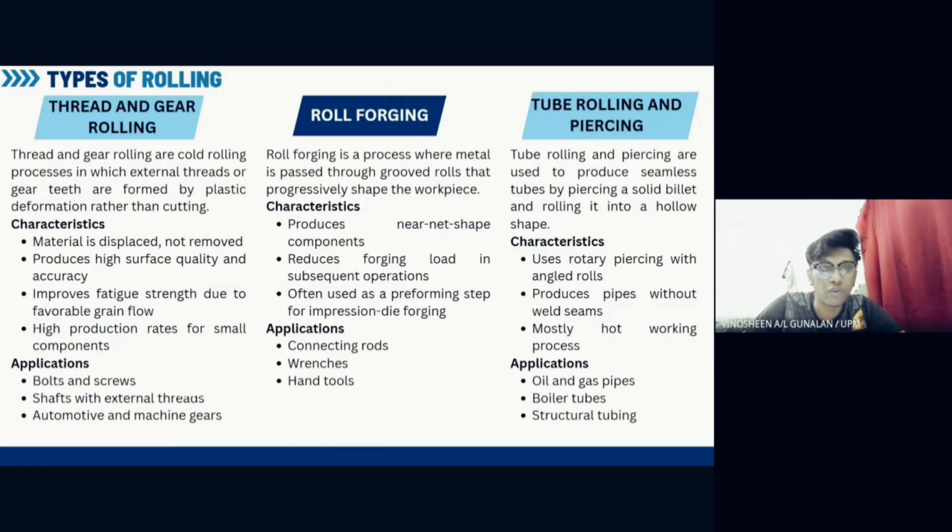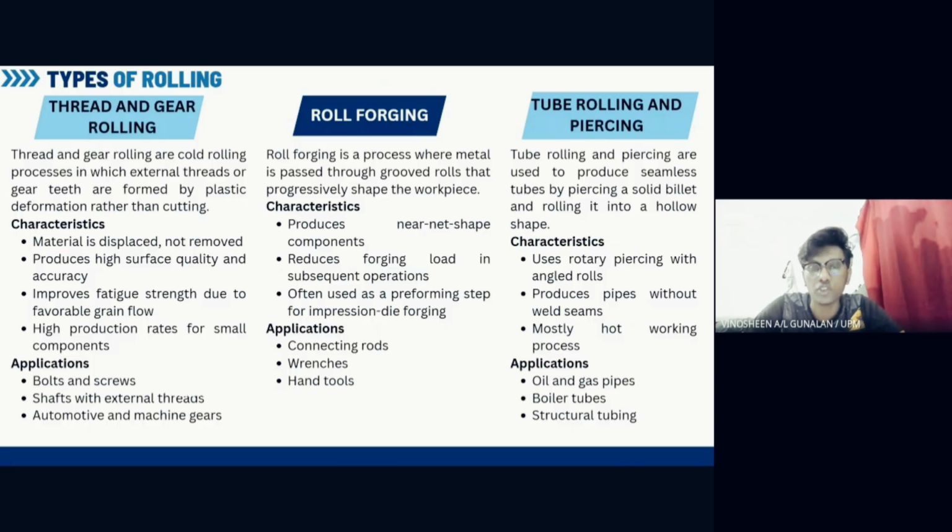Moving on to the next type of rolling, which is thread and gear rolling. Thread and gear rolling are cold rolling processes in which external threads or gear teeth are formed by plastic deformation rather than cutting. So the characteristics are that material is displaced and not removed. It produces high surface quality and accuracy, improves fatigue strength due to favorable grain flow, and has high production rates for small components. So the applications are bolts and screws, shafts with external threads, and automotive and machine gears.